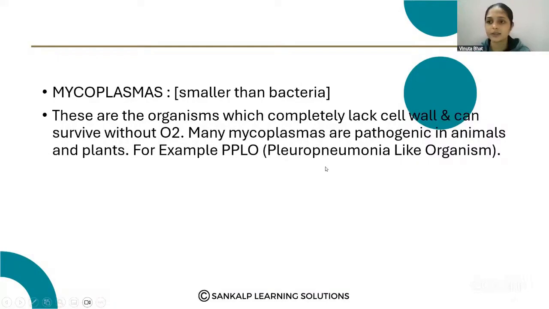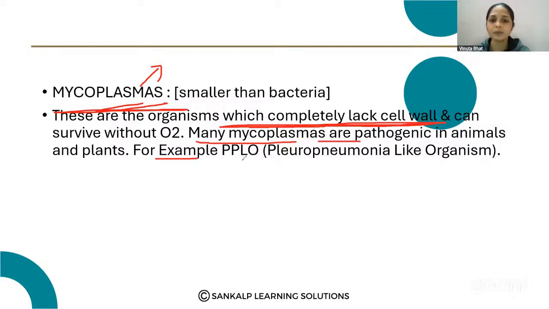And mycoplasma, very very important. The mycoplasma that comes under the Monera is the smallest living cell we can call, and it completely lacks a cell wall. The very important feature is that it completely lacks a cell wall. And many mycoplasmas are pathogens in animals and plants, for example pleuropneumonia like organisms.